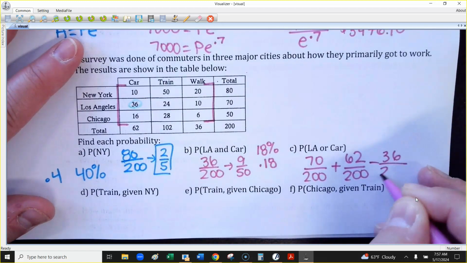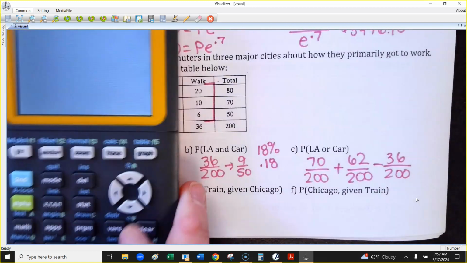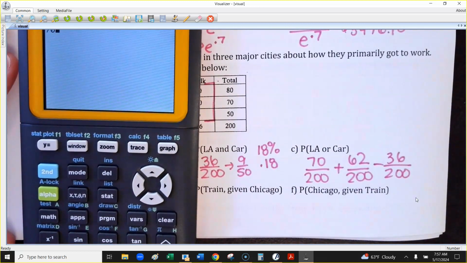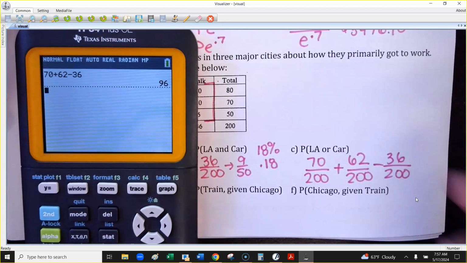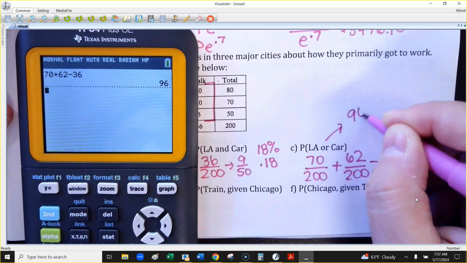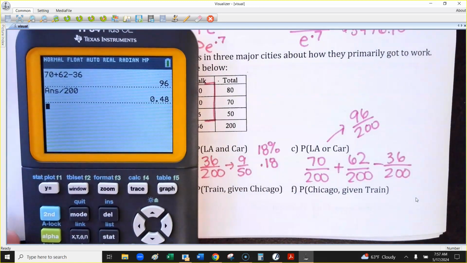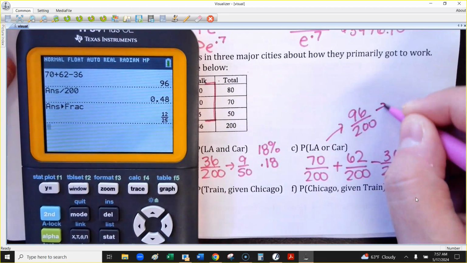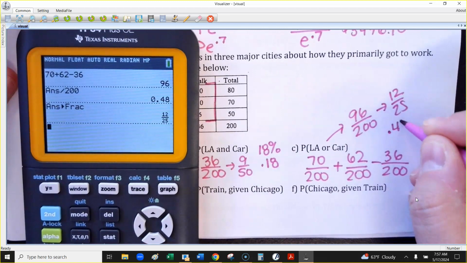Now, all of these are obviously going to have a common denominator here. So we're just doing 70 plus 62 minus our 36 overlap, and I'm not on the screen, forgive me. So the total here would be 96 out of 200 then. If I want a reduced fraction, this would be 12 out of 25, and it's 0.48 as a decimal, or 48%.